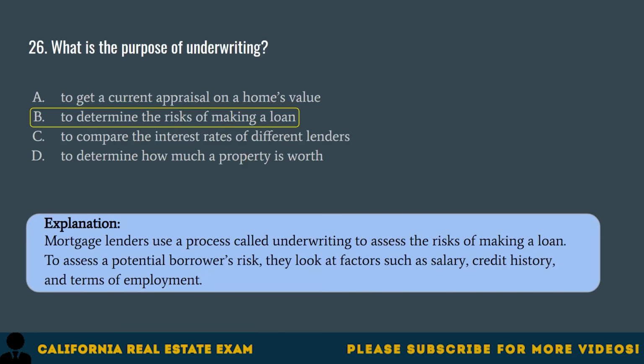Mortgage lenders use a process called underwriting to assess the risk of making a loan. To assess a potential borrower's risk, they look at factors such as salary, credit history, and terms of employment.